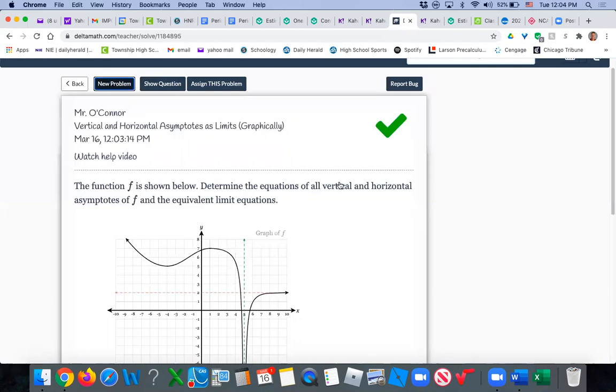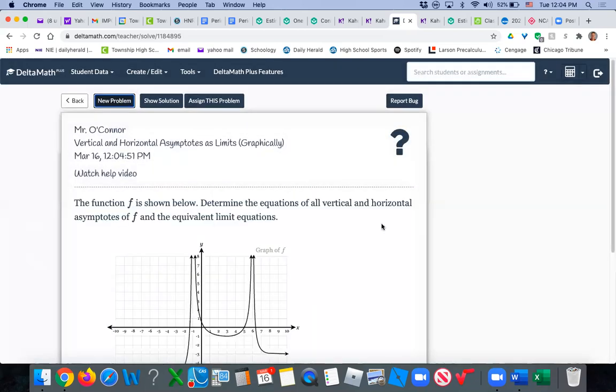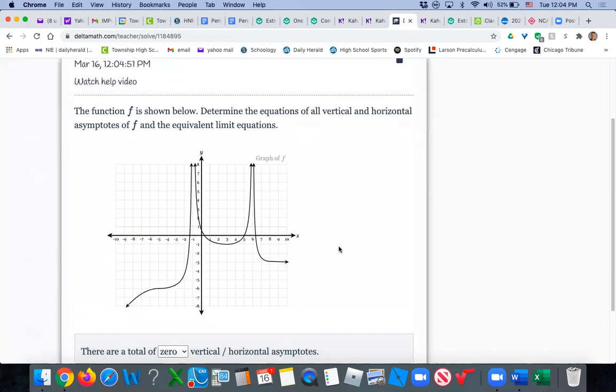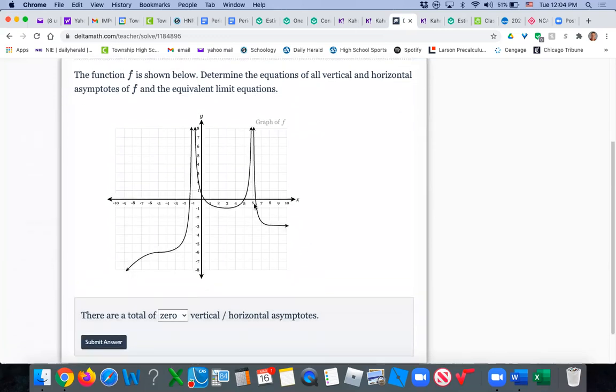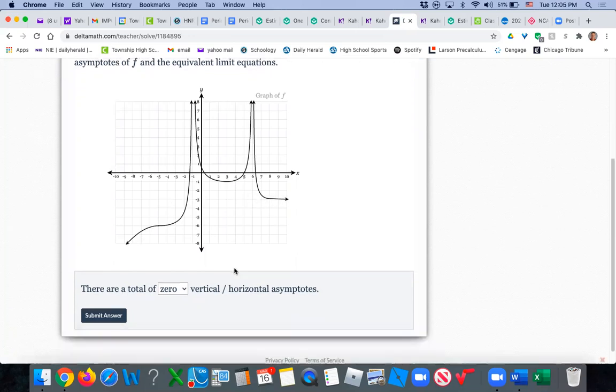I'll do one more. And then, of course, I can answer any questions that you might have. But this is a good one because it looks like I have two vertical asymptotes and one horizontal asymptote. I do not have a horizontal asymptote down here because that appears to just continue to go downward. So I have a vertical here, I have a vertical here, and I have a horizontal here. So I have a total of 3 asymptotes.